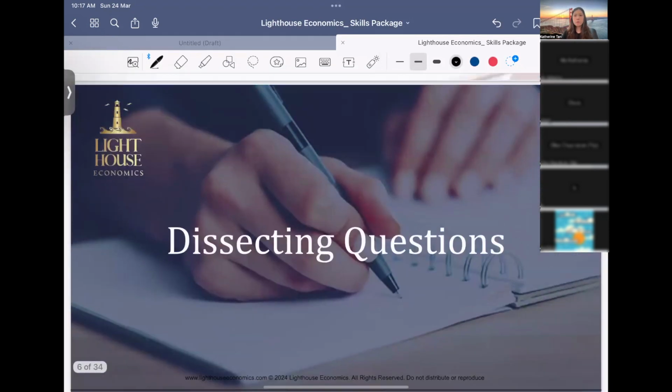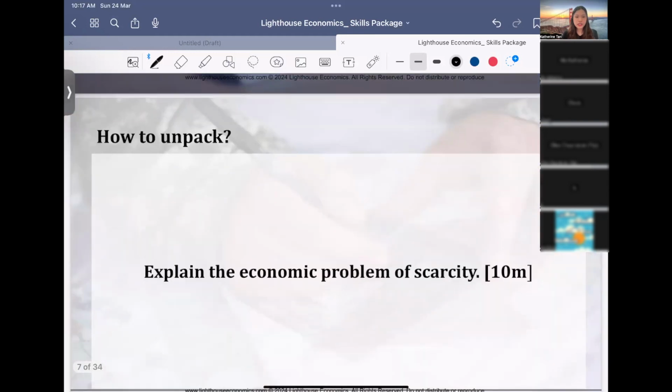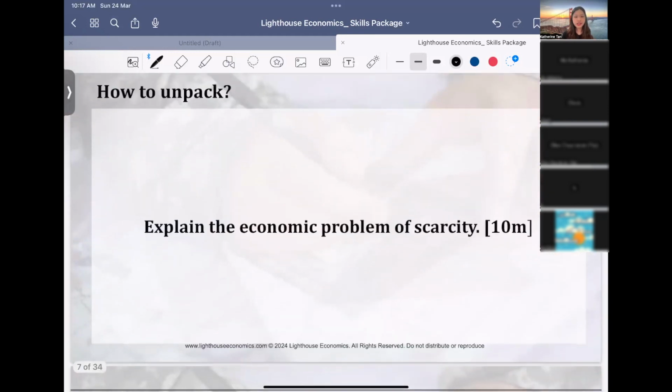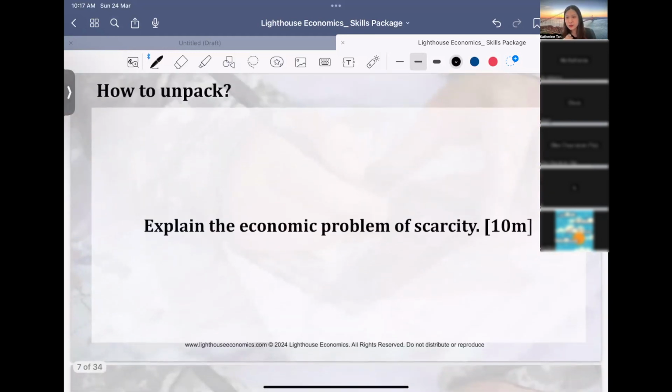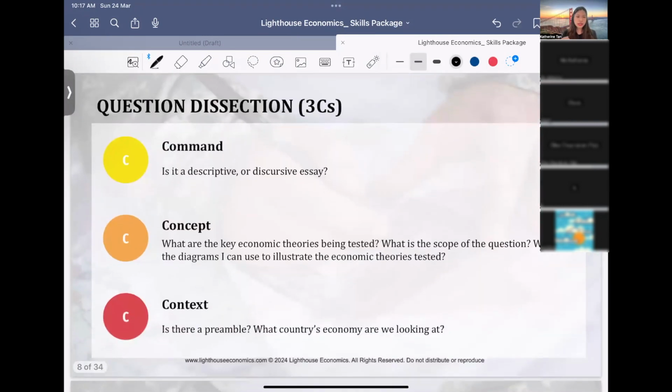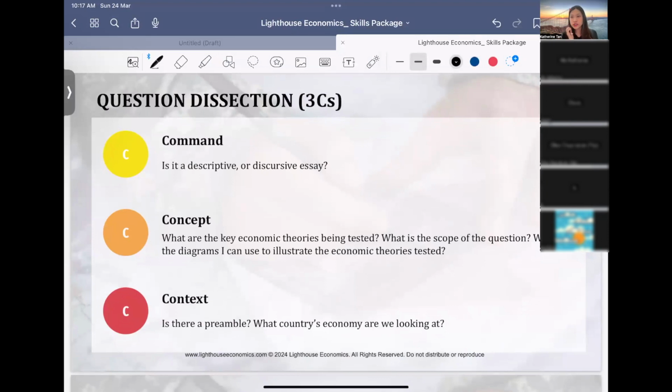Whenever you see a question like that in the exam, this is where everyone starts panicking. So how do you dissect the question? Whenever you write any essay, you need to ask yourself, what is the examiner trying to ask? What is the scope of the question? What is the depth of the question? What are the requirements of the question? There are 3 things you must do. It's called the 3 C's.